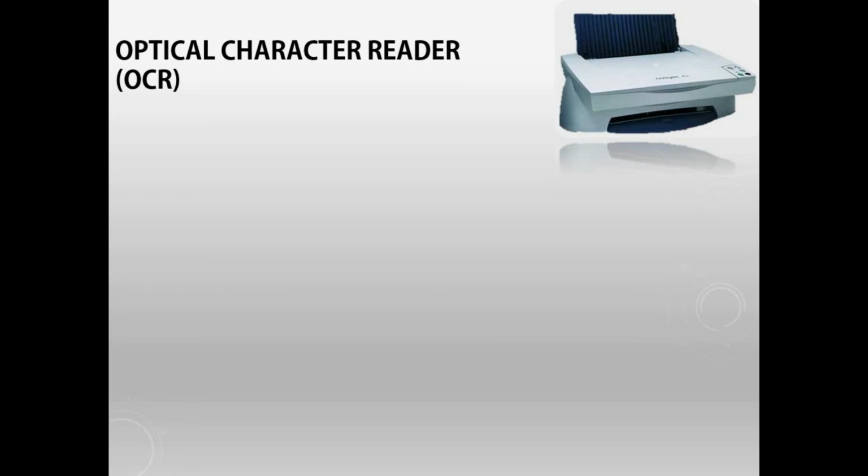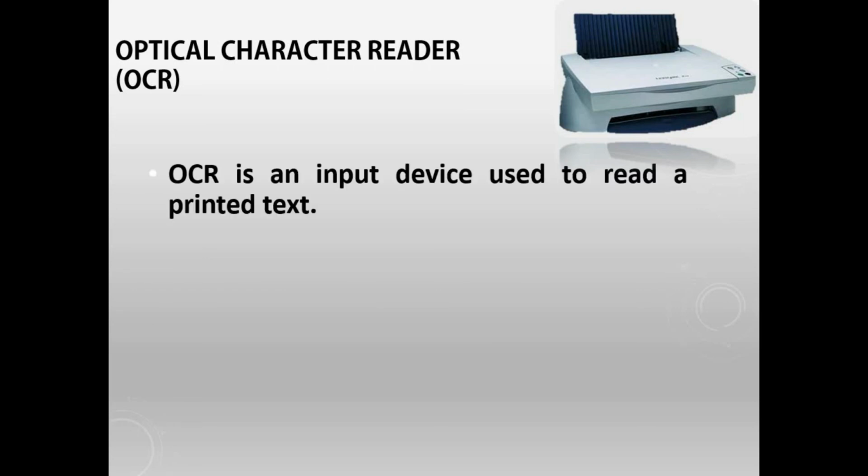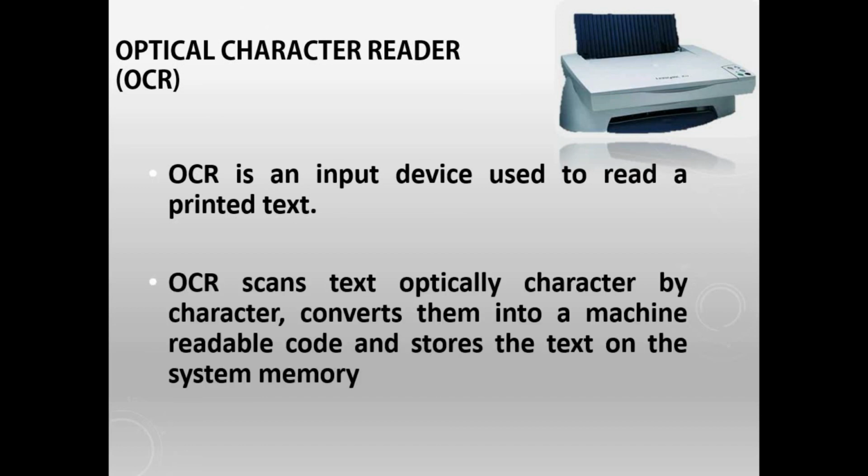Optical character reader. OCR is an input device used to read printed text. OCR scans text optically character by character, converts them into a machine readable code and stores the text in the system memory.